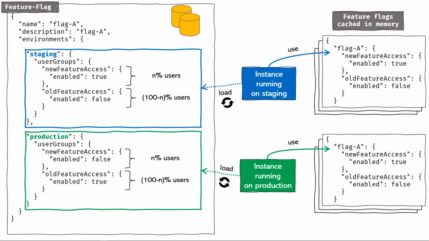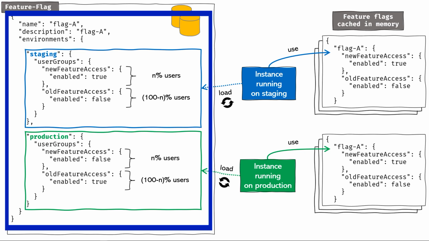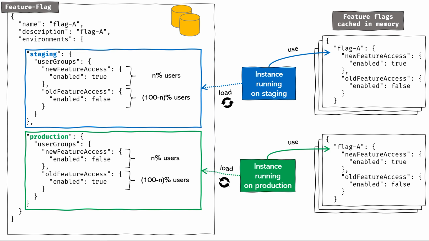I hope you enjoy. To implement our feature flags solution, we need a way to save and retrieve data about the flags. And here we have two different structures for that. The first is the one we are going to use in our database. And the second is going to be cached in memory by the application for performance reasons.